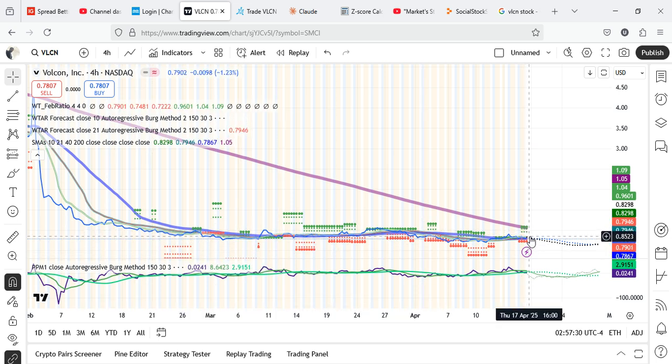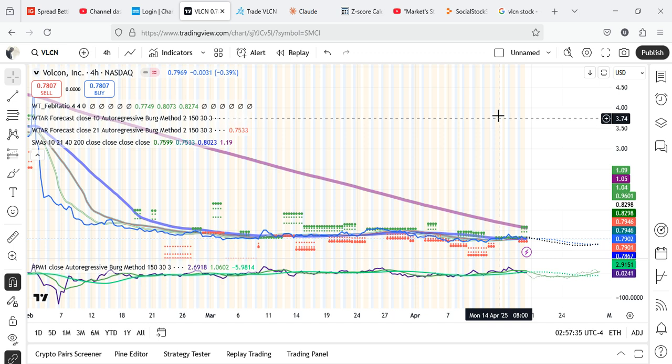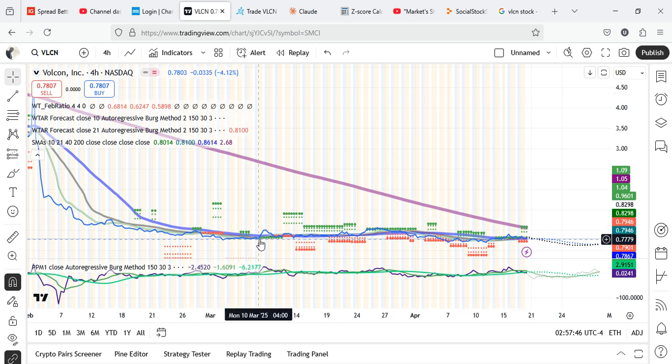We saw the stock print a spike, a high of around $4 as of the 4th of February, and since that time, nothing really significant has happened, apart from, you could say, as of the 10th of March it spiked close to 100%. As of the 10th of March, close to 100% spike.